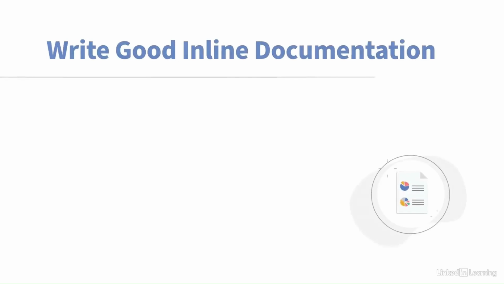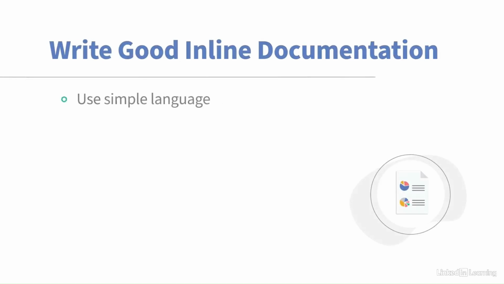How do you write this language? Just like when we were talking about the KPIs, use simple language, simple explanation. People should immediately understand what this documentation means. You should be consistent in the format and in the style.